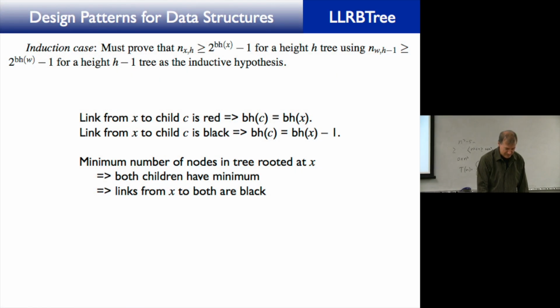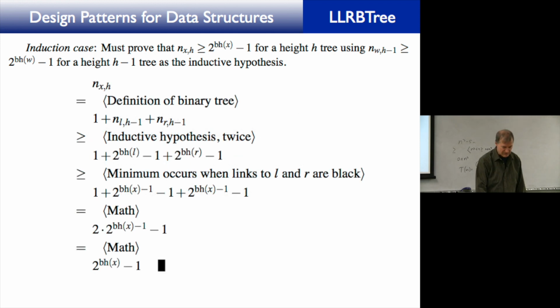So you remember this? If the link from X to child C is red, then the black height of C is the black height of X. But if the link from X to child C is black, then the black height of C is the black height of X minus 1, because that one black link counts towards the black height. And the other thing we said was that the minimum number of nodes in a tree rooted at X implies that the links from X to both children are black.